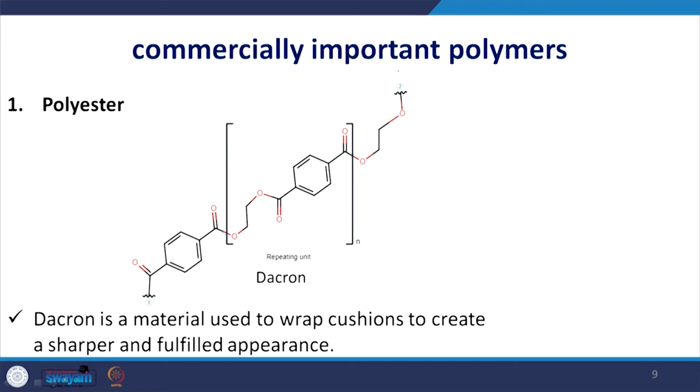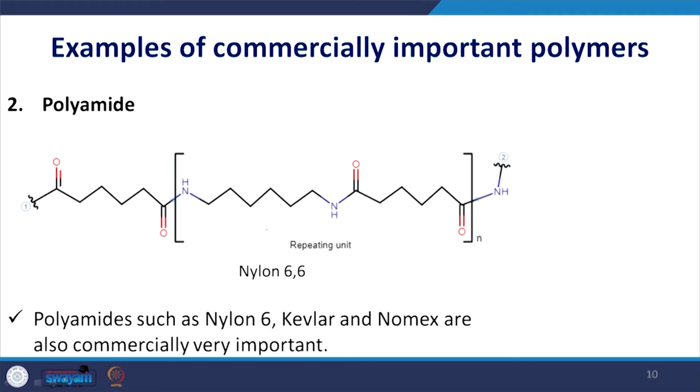One important polymer is the polyester produced through step growth polymerization, and that is Dacron. Here you can see the repeating unit of Dacron. This is the material used to wrap cushions or to create a sharper or fuller appearance, etc. Then you may see other examples like polyamide.